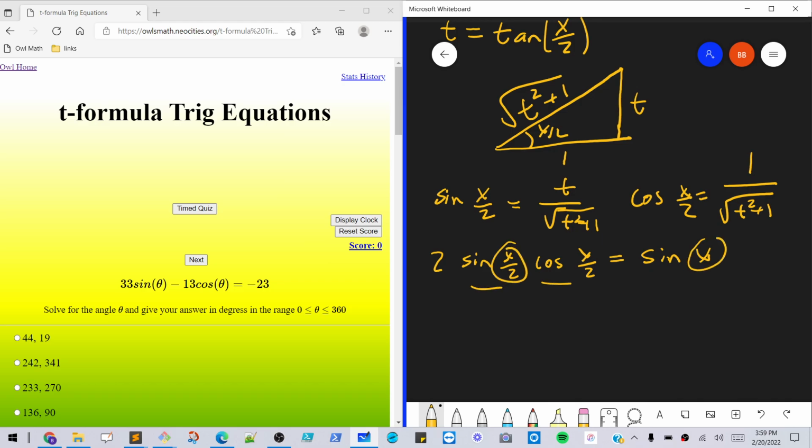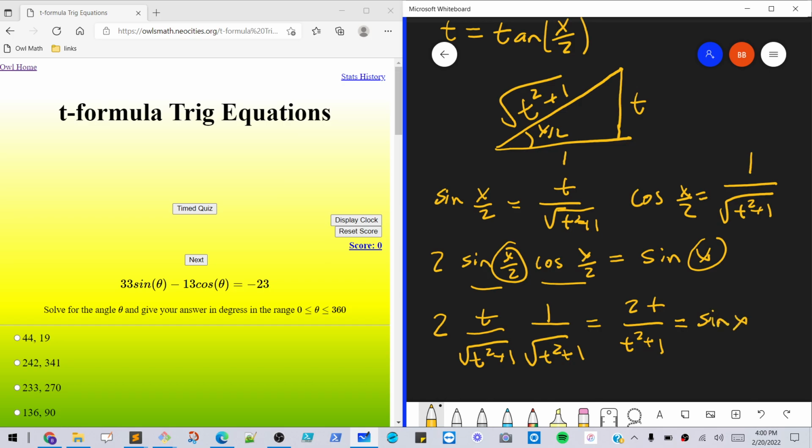And we know what these values are, so we can just plug in. We're going to have 2 times t over the square root of t squared plus 1, times 1 over the square root of t squared plus 1. And this is just going to equal 2t over t squared plus 1. Then we have our value for sine.